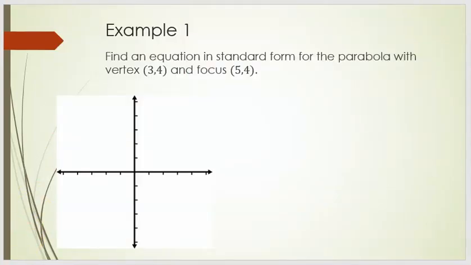So for this first example, they've given me the location of the vertex. So I would start off by making a rough sketch going right 3, up 4, and then I would just draw a dot for that point. They've also given me that the focus is 5, 4, so I would go over 5, up 4, and draw that dot.